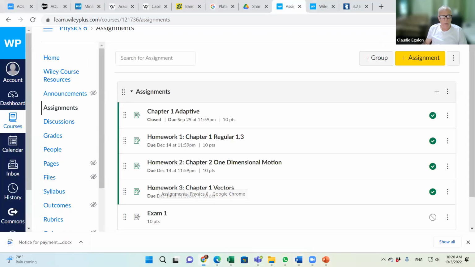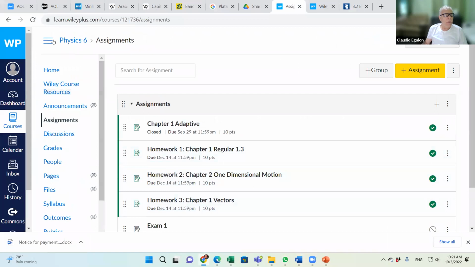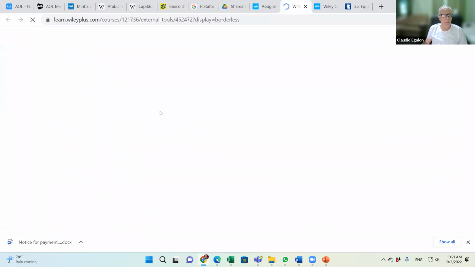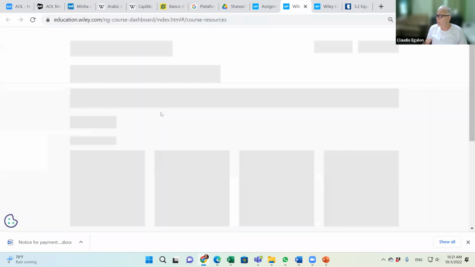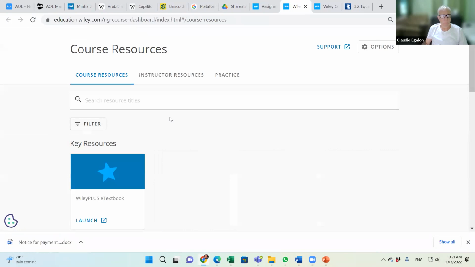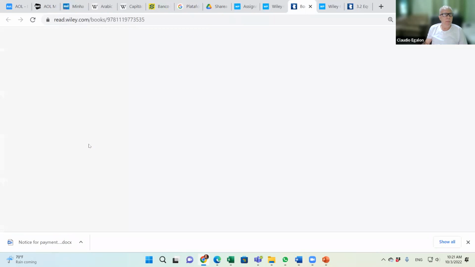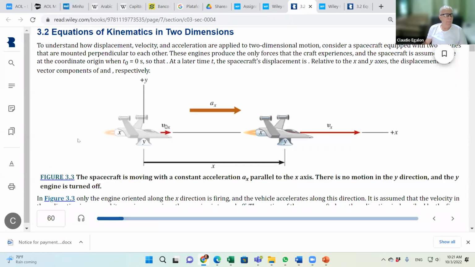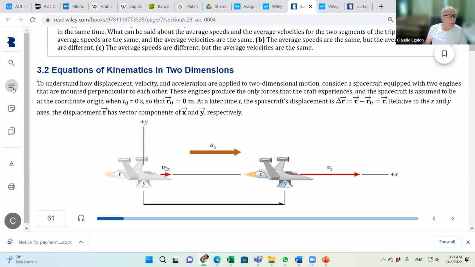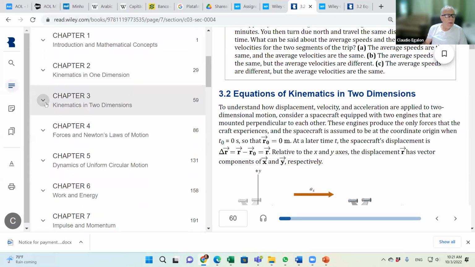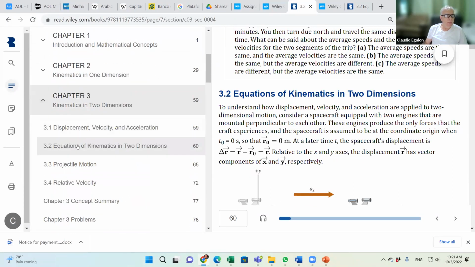Here is, let me see, I want it here. No. Wiley course resources, right? So we covered chapter 3: displacement, velocity and acceleration, equations of kinematics in 2 dimensions, projectile motion. You don't have to worry about relative motion, okay?